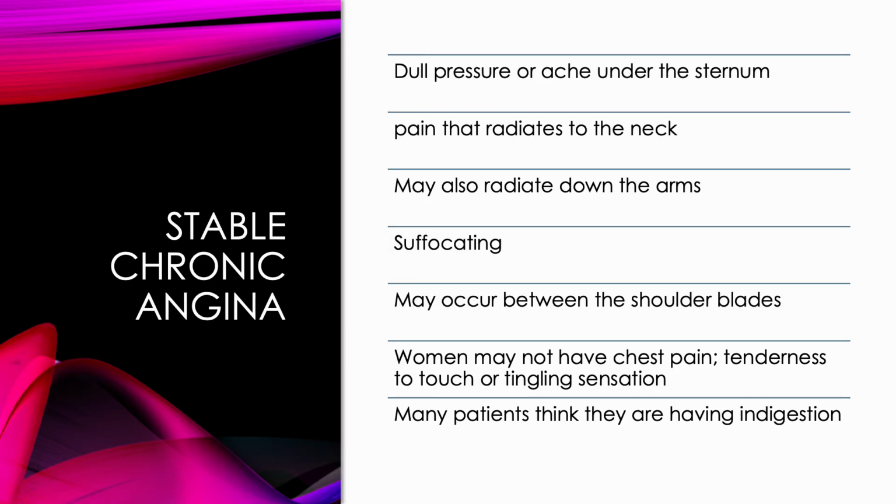So with chronic stable angina, the patient's going to get dull pressure or an ache under their sternum. It can radiate, okay? They sometimes might feel like they're suffocating. They have pain in the shoulder and between their shoulder blades. Women may not have chest pain. They may have just tenderness, and patients may think they're having indigestion. So, but it is relieved with nitroglycerin. That's kind of the hallmark of chronic stable angina, okay? It's relieved by nitroglycerin.